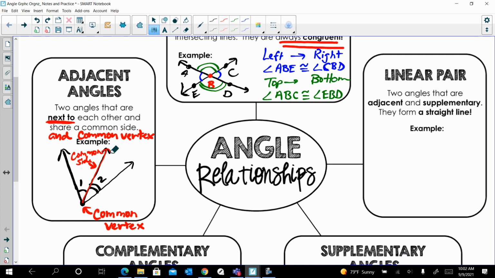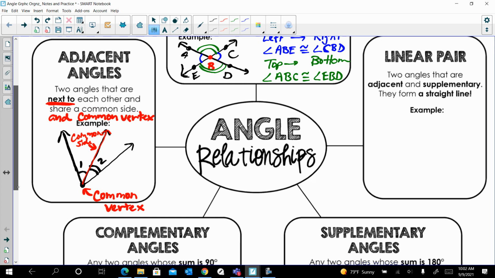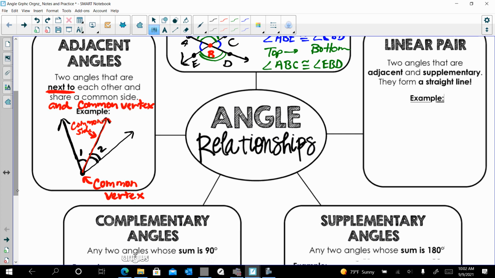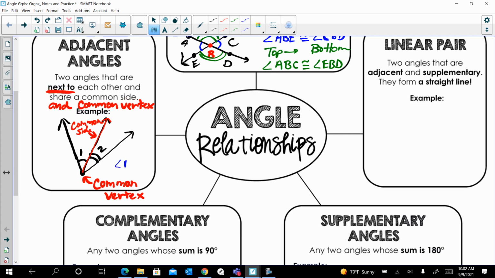So if I have adjacent angles, the only thing we can really use is our angle addition postulate. So I'm just going to add a little note here that if they're adjacent, angle 1 plus angle 2 is going to equal the whole angle. Okay? When they're adjacent, you can add.